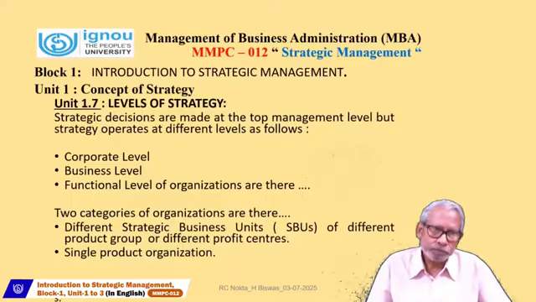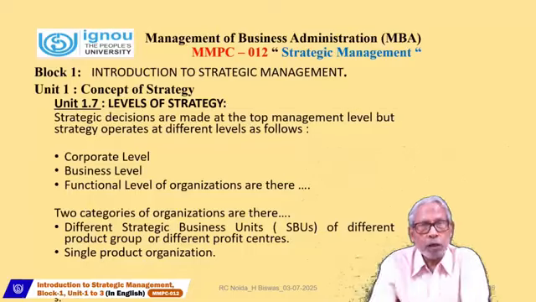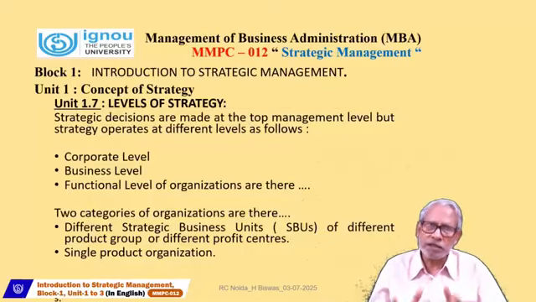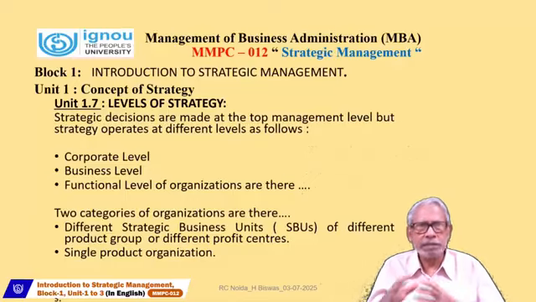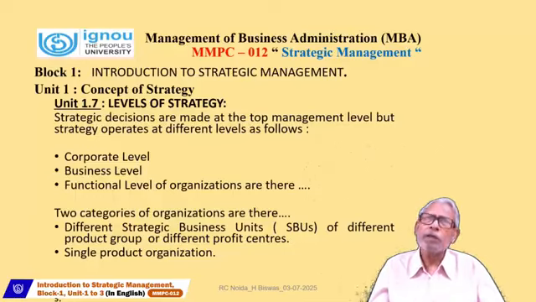So now, coming to the levels of strategy, there are so many levels out there. Strategic decisions are made at the top management level, but strategy operates at different levels. The decision-making process is at the top levels: the board of directors, CMD, MD, and CEO. They take the decisions based on the proposals, which they have to scrutinize. Then finally they decide which strategy is really required for this company.